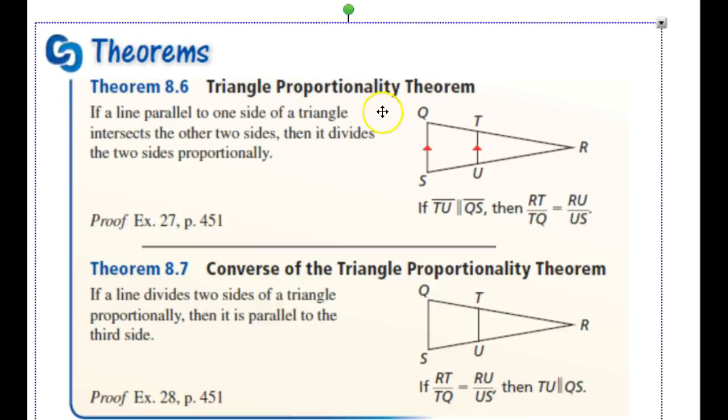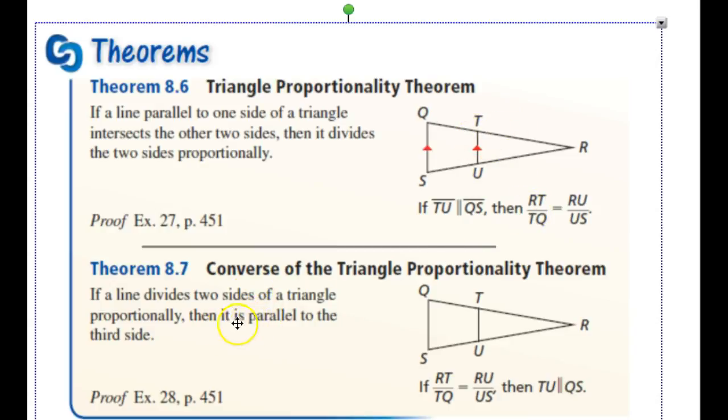The first one is the triangle proportionality theorem. This tells me that if a line parallel to one side of a triangle intersects the other two sides, then it divides the two sides proportionally. So we're looking at these two sides. QS is parallel to TU, and I know that because of these two little triangles. That tells me they are parallel. So if I know that these two lines are parallel, then I know that the proportion RT to TQ is the same as the other side, RU to US. So I know that those proportions are equal.